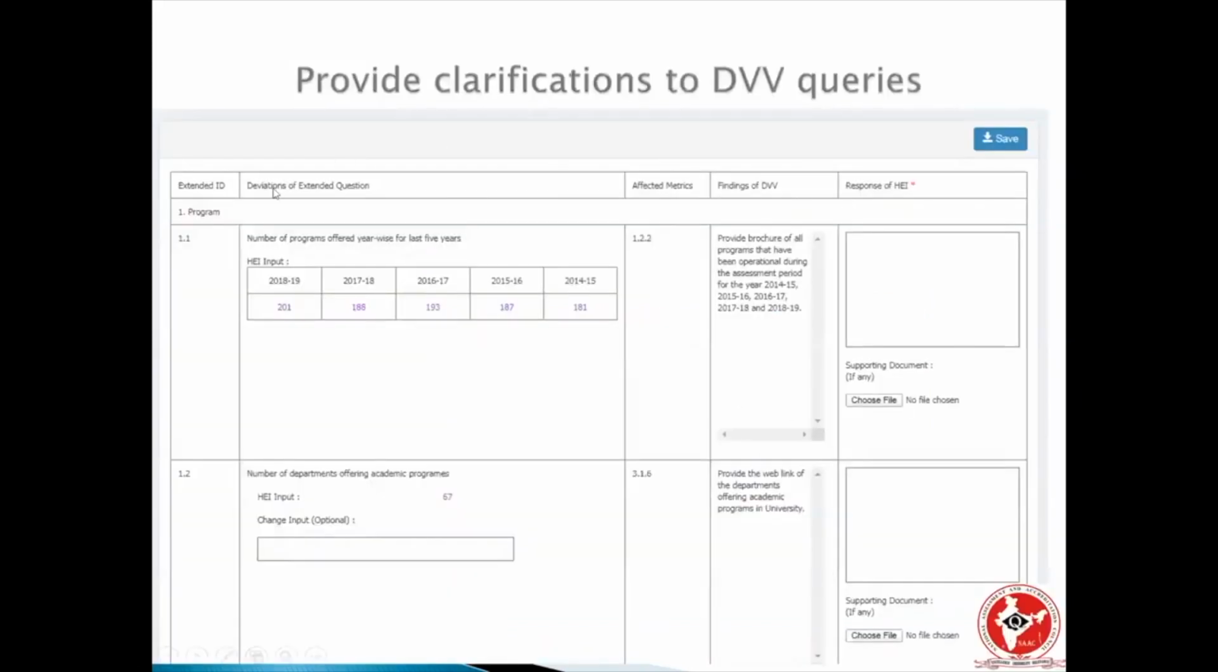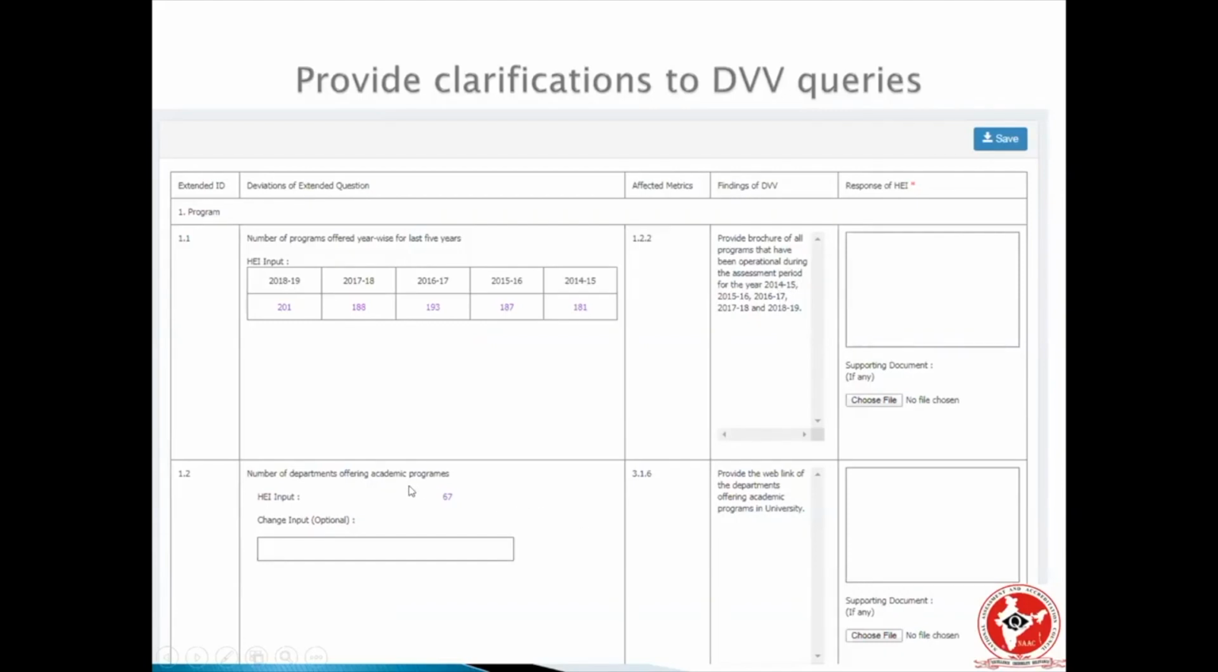So if you see, this is an extended profile question out here, number of programs offered. These are the values given by the institution. What the DVV has written is: please provide the brochure of all the programs that have been operational during the assessment period 14-15 till 18-19. So the HEI has to respond out here: as per the clarification sheet, we are providing the brochures of the programs from 14-15 to 18-19. Choose file out here and you have to upload it.